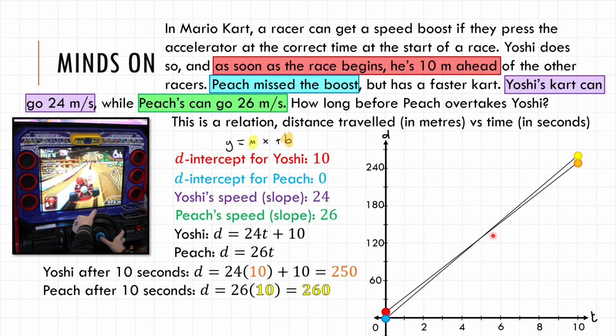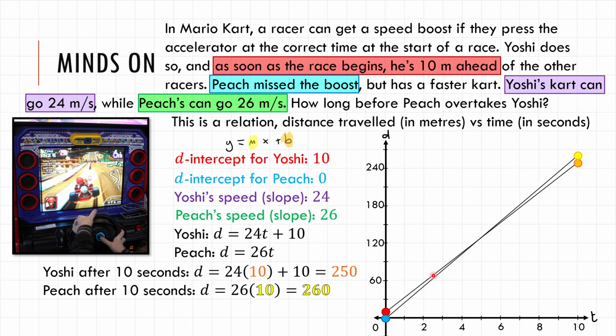Another thing that you may think is they're right beside each other because they're going the same speed. They are not going the same speed, because we can see here that Peach's speed is still 26, and Yoshi's speed is 24. That stays the same for the whole race. So Peach is still going faster than Yoshi at this point.